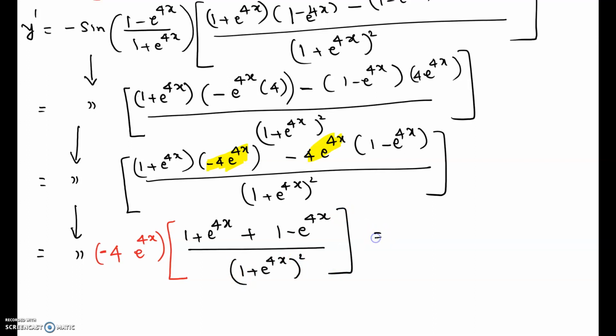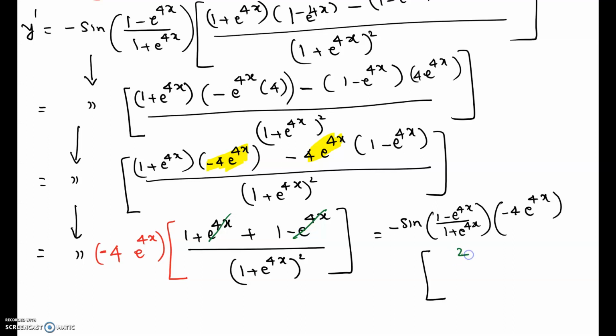Right? So if I rewrite everything, that is negative sine of (1 minus e to the 4x) over (1 plus e to the 4x) times negative 4 e to the 4x. We have a negative here and there is another negative. Then inside this big parenthesis, e to the 4x gets cancelled out with the negative e to the 4x, leaving us with 1 plus 1, which is 2, in the numerator, divided by (1 plus e to the 4x) the whole squared.